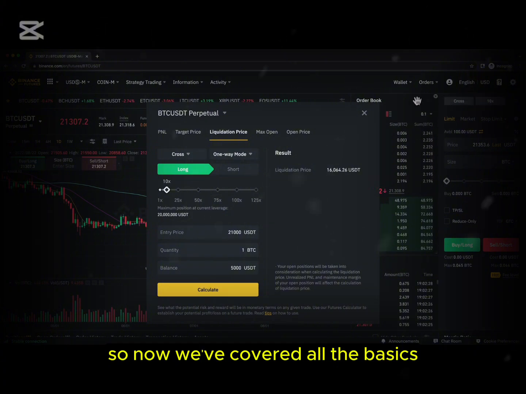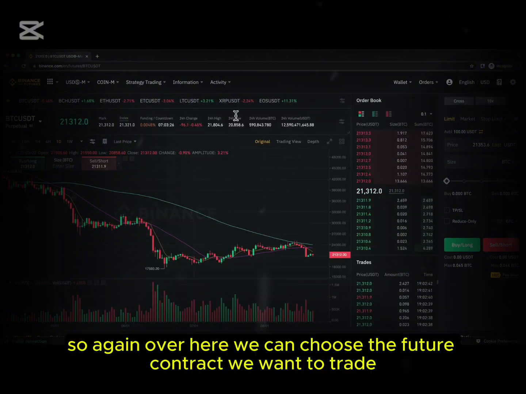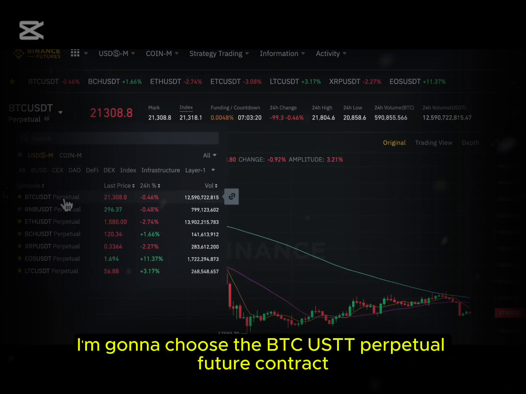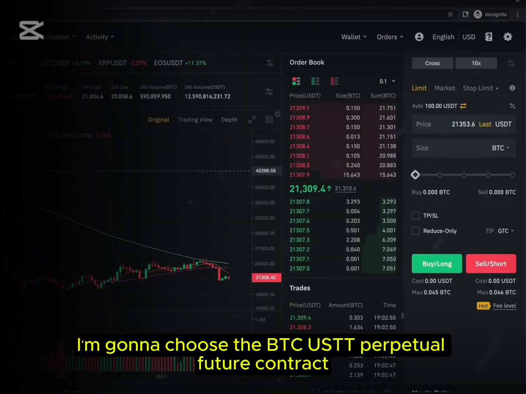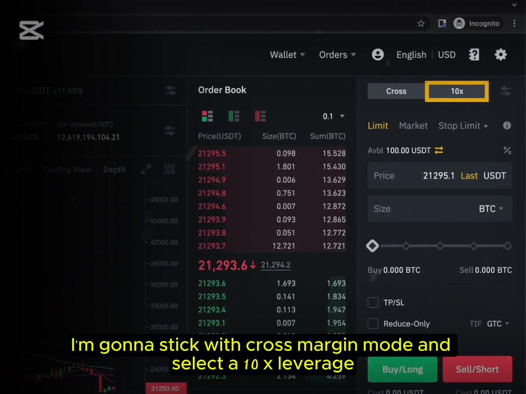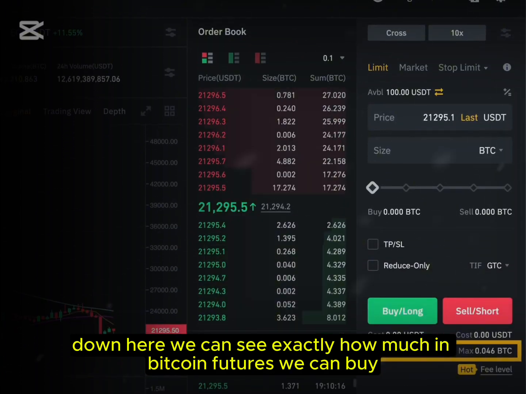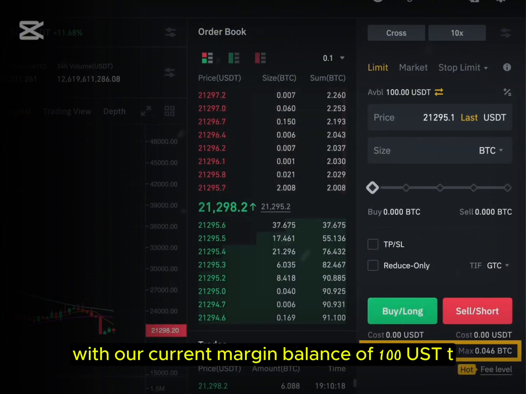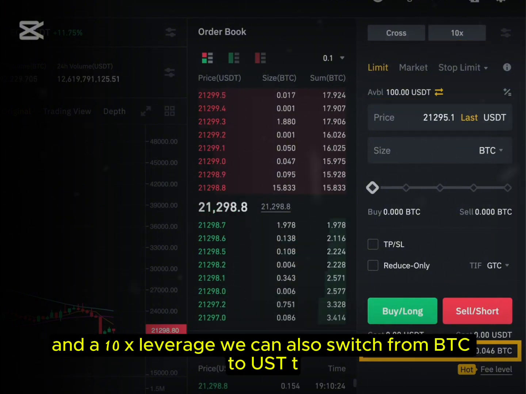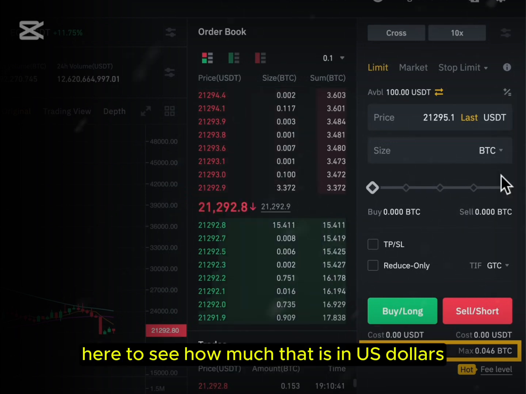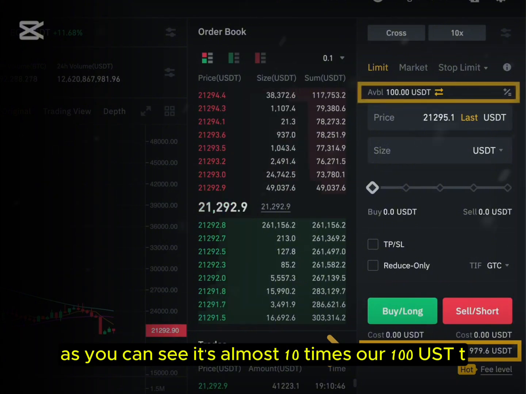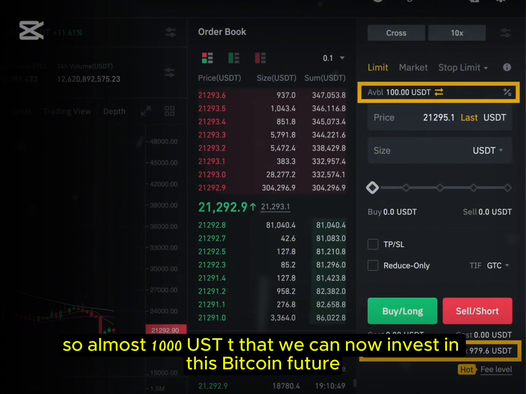So now, we've covered all the basics, and we are ready for our first trade. So again, over here, we can choose the future contract we want to trade. I'm going to choose the BTC USDT Perpetual Future Contract. Then, over here, I'm going to stick with cross margin mode and select a 10x leverage. Down here, we can see exactly how much in Bitcoin futures we can buy. With our current margin balance of 100 USDT and a 10x leverage, we can also switch from BTC to USDT here to see how much that is in US dollars. As you can see, it's almost 10 times our 100 USDT, so almost 1,000 USDT that we can now invest in this Bitcoin future.